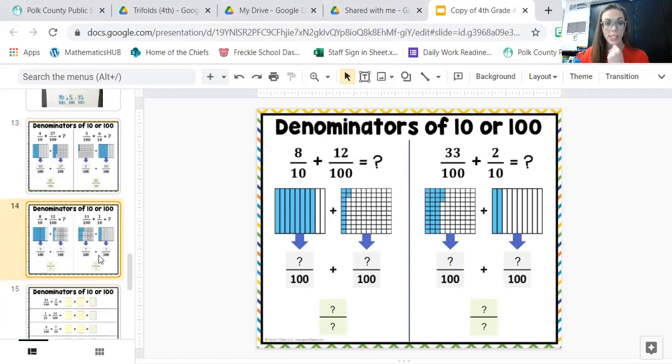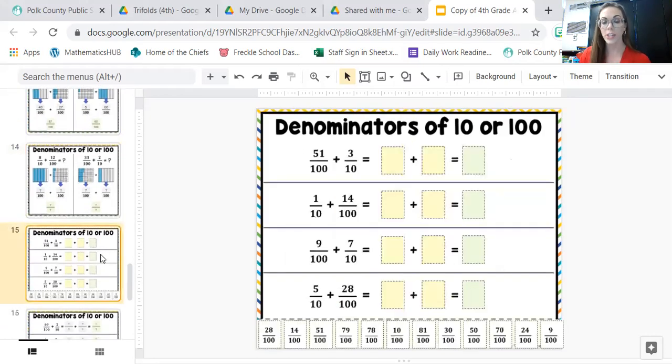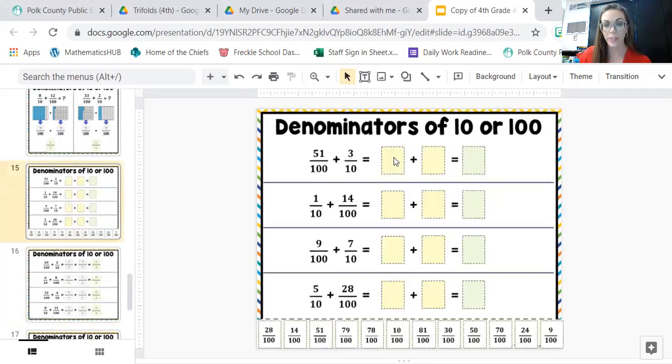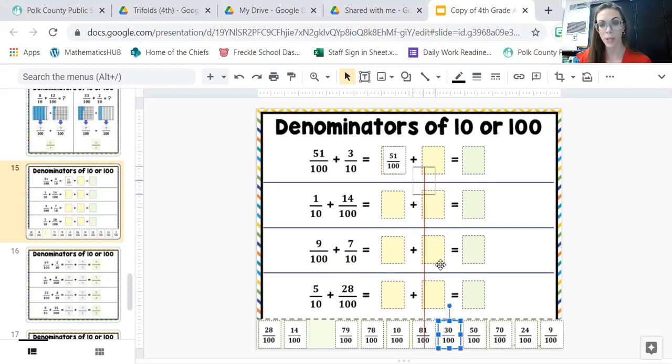You'll be able to do this slide on your own. Let's look at this slide with no pictures. So here we have fractions at the bottom to slide up. 51 hundredths, we're going to keep that the same. So I'm going to slide it up to the box. 3/10, we need to change into an equivalent fraction. That will be 30 hundredths because 3 times 10 is 30. 10 times 10 is 100. That is the equivalent fraction.